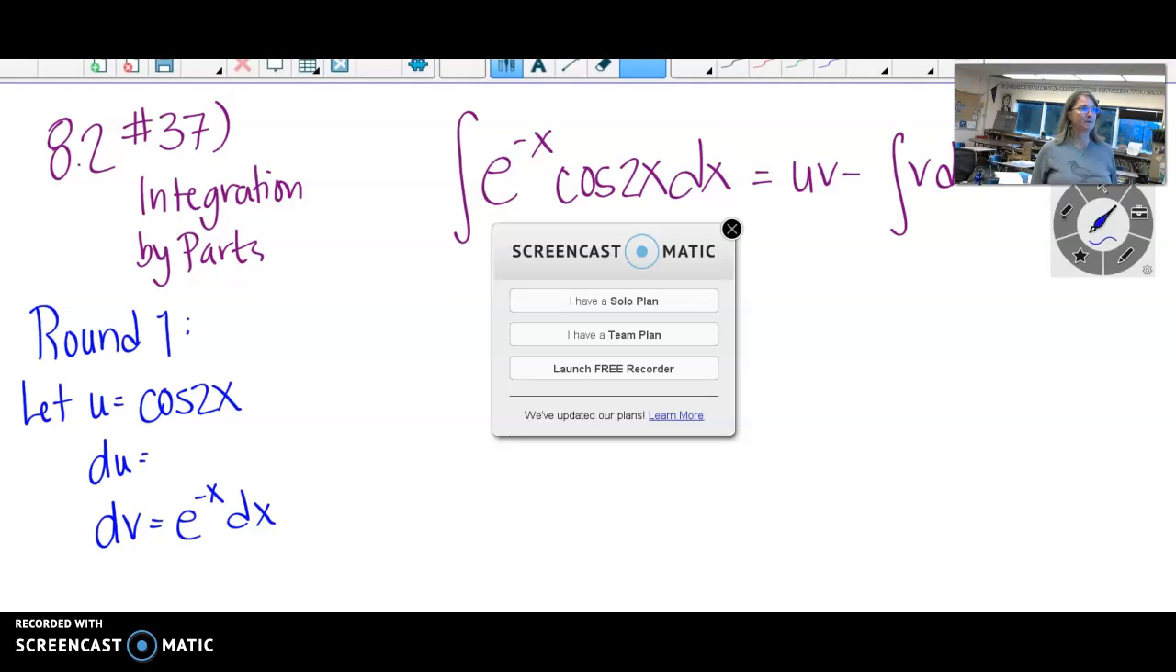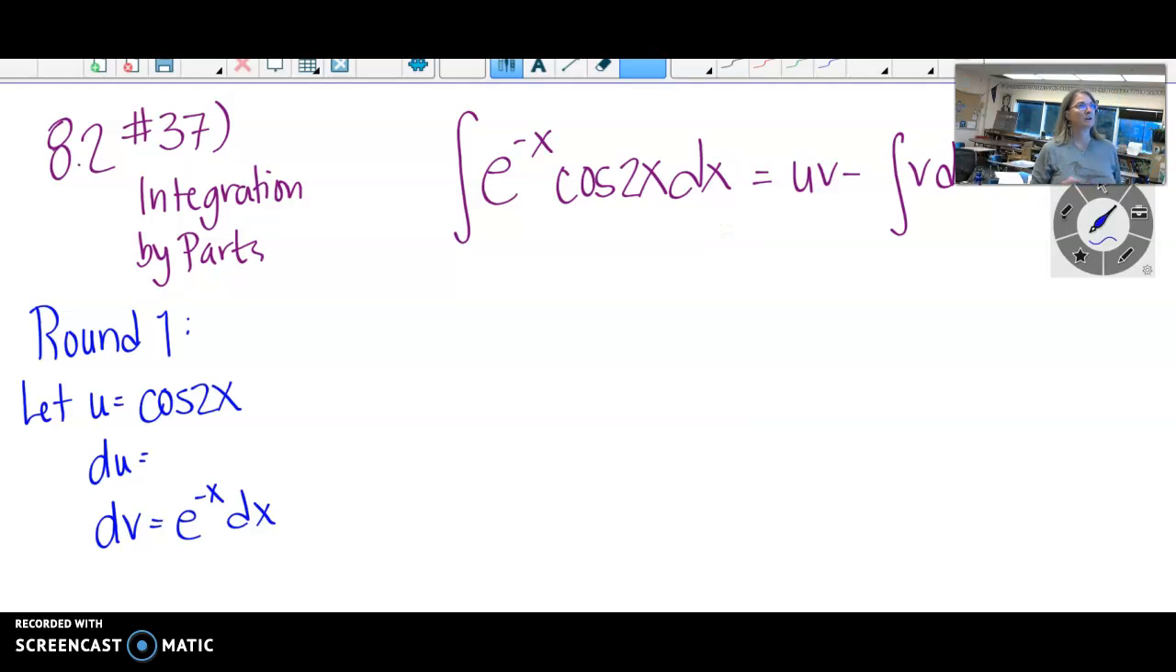Hey guys, I am going to do problem number 37 from section 8.2 that we didn't finish the other day. So we had started out, I think somebody said, okay, let's let u equal cosine of 2x, and then dv would be e to the negative x dx.